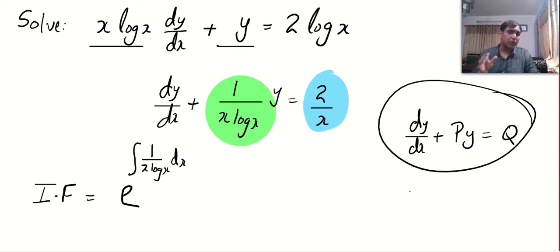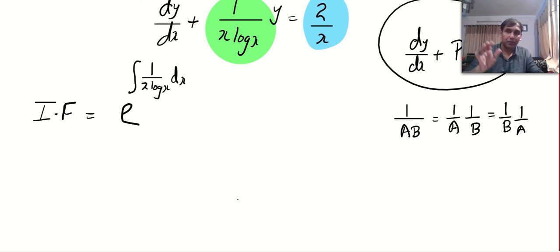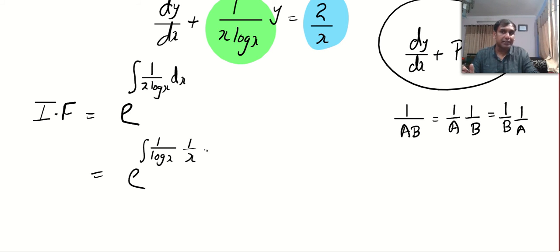By the way, I hope you don't mind when I write 1/(ab) as 1/a into 1/b. Or if I want, I'll write this as 1/b into 1/a. Now I'll show you why I did that. Can you see 1/(x log x)? I'm going to write it as 1/log x into 1/x dx. If you ask me why, the answer is very simple. I can see the derivative of log x as a product.